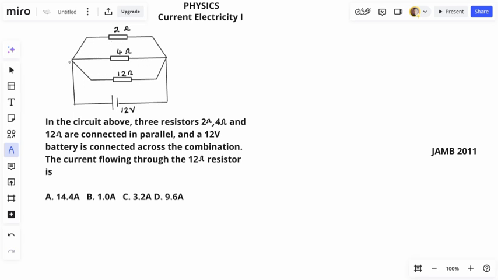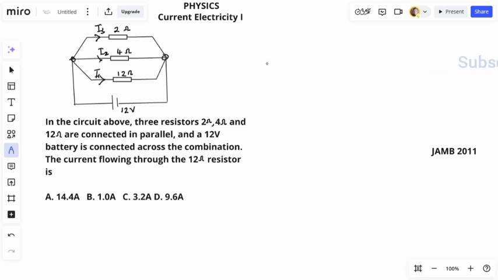They are sharing the same terminal, which is this terminal and this. So that's a parallel connection. And then we have a 12-volt cell connected across the combination. So we have to calculate the current that is flowing through the 12 ohm resistor. So we'll name that current I1. Then the one flowing through, that's I2, and then I3.